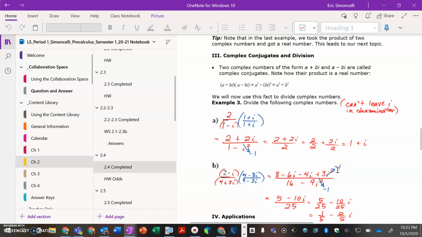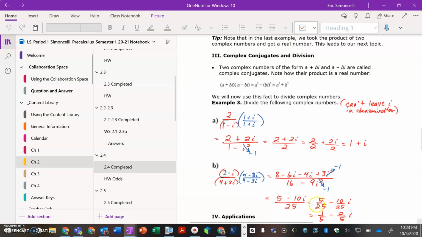We've got some terms to combine. 8 minus 3, of course, 5. Negative 6 minus 4, negative 10. Don't forget i. And in the denominator, 16 plus a positive 9. 16 plus 9, of course, is 25. I can split up 5 25ths, and negative 10 25ths. I reduce this to 1/5 and reduce that to 2/5.